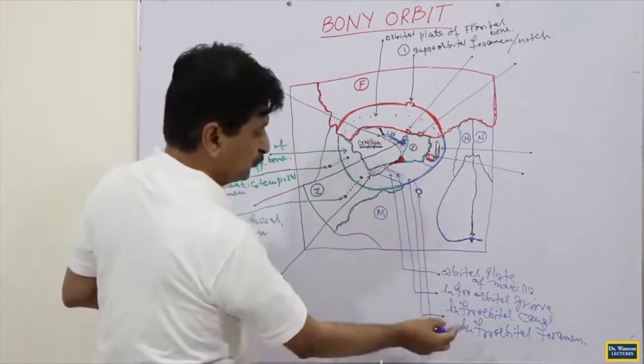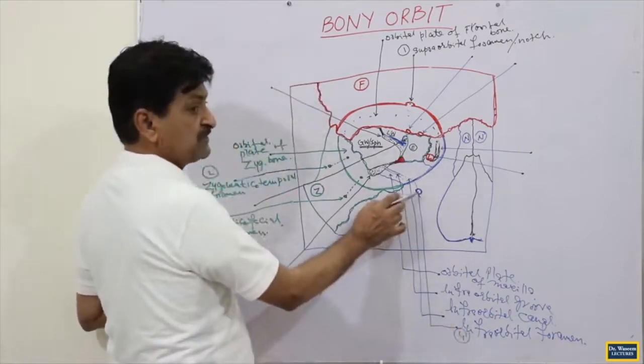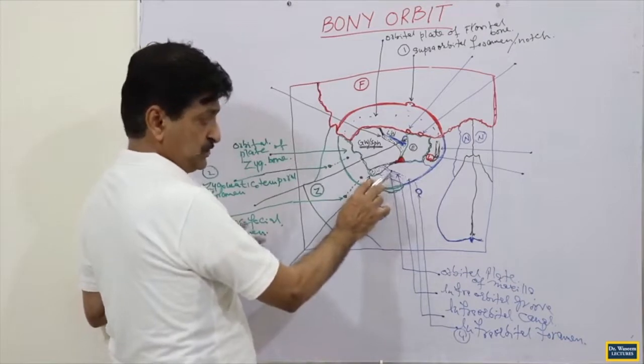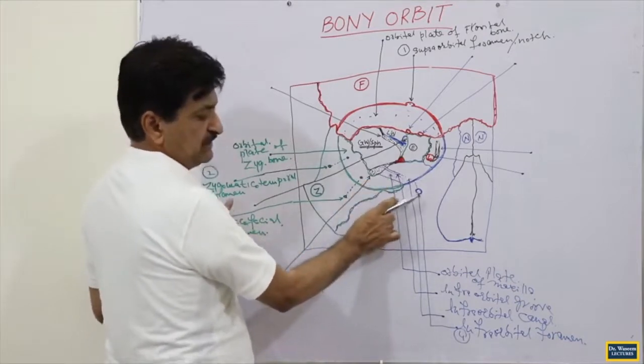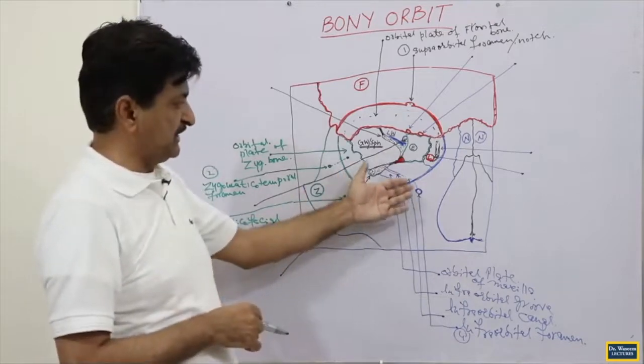After that, the fourth communication is the infraorbital foramen. But the infraorbital foramen was not just a foramen; there was also a canal and a groove. These things are there, but we are discussing only one thing, the infraorbital foramen, which we are seeing in the floor now.